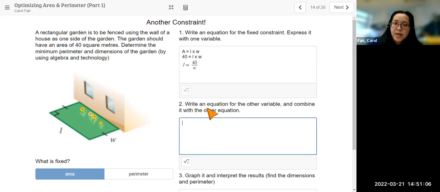Now write another equation for the other variable. So now we're going to write a perimeter equation. In this case, perimeter, I have W plus L plus W. Perimeter is equal to 2W plus L. So this is W, W, and L. So let me combine these two by substituting 40 over W into the L.